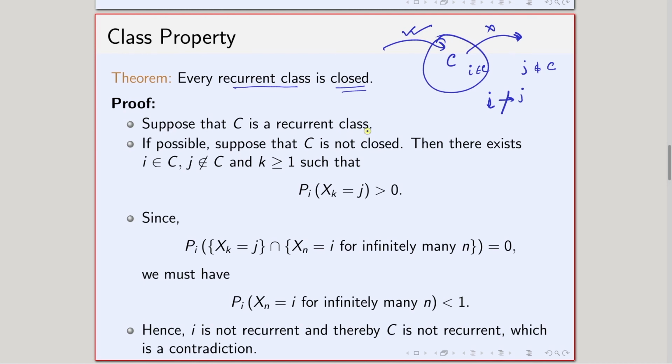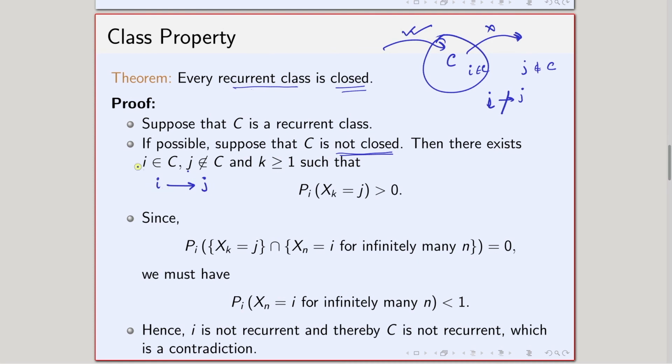Suppose that C is a recurrent class; that is the hypothesis given in the theorem. Now suppose I assume that C is not closed. What does this mean? If i belongs to C, I am in C, and j does not belong to C, I am outside C, then I can move from i to j in some finite time. For some i in C and some j not in C, I can move from i to j. That is what not closed means. Closed means I cannot go outside this class, and not closed means that I can actually go outside this class.